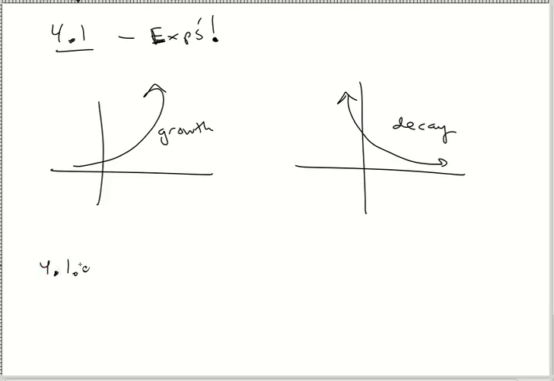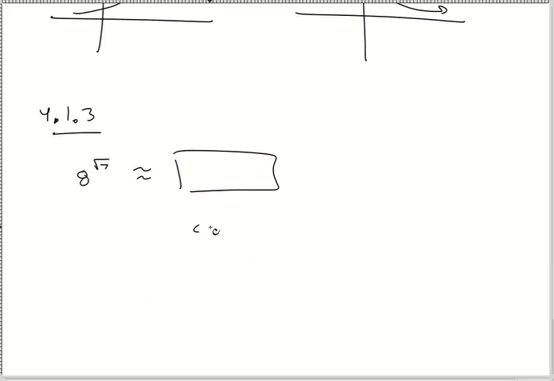I got 4.1.3, and they say find 8 to the power of square root 7 is approximately, and of course they are wanting you to use a calculator. So grab a scientific calculator, and you get 245.1046.